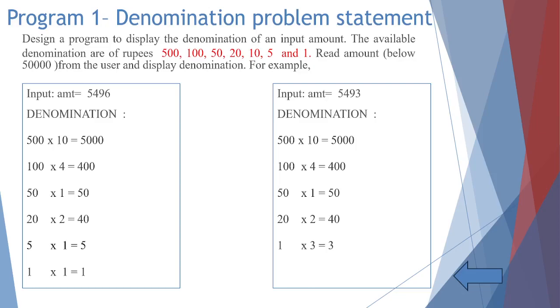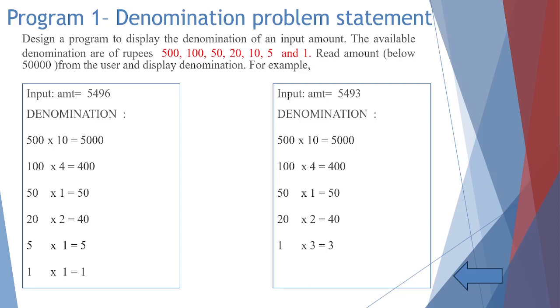The examples are given. For example, 5,496: if we give 10 notes of 500, 5,000 will be done. Then 496 is left. 4 notes of 100 rupees. Then 1 note of 50 rupees should be given. And then 2 notes of 20 rupees, and so on and so forth. Denomination in descending order.